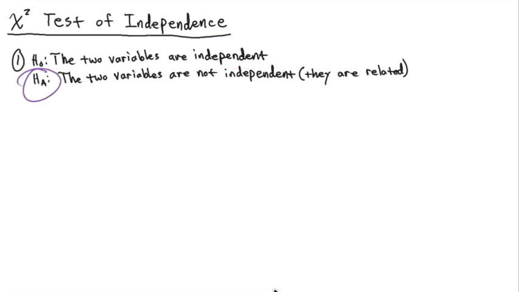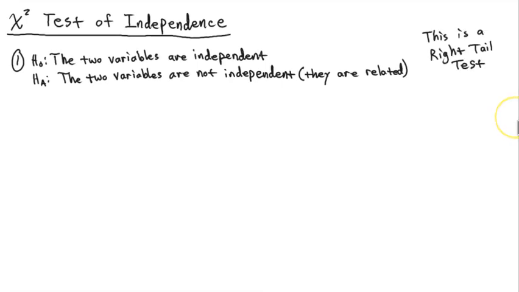Then our alternative hypothesis is that the two variables are not independent of each other, which means that they are related to each other. So we would have to reject the null hypothesis. We would have to reject it in order to conclude that the two variables are related to each other. Now, as a note, know that this is a right tail test. It is always a right tail test.